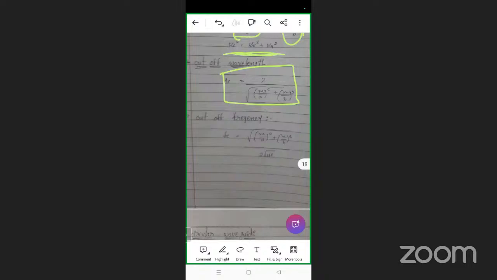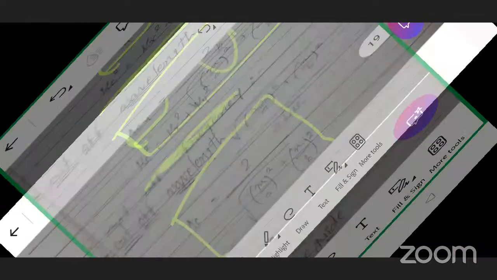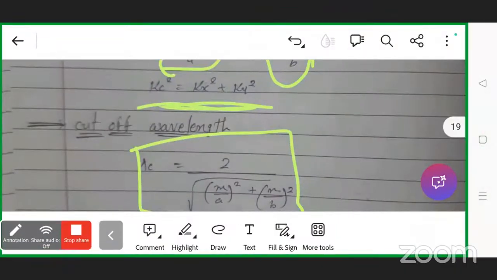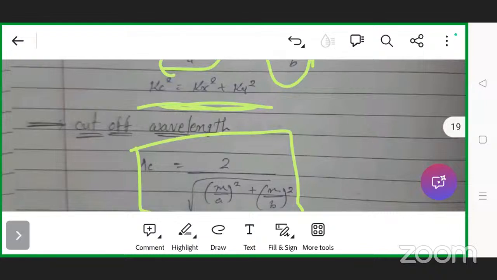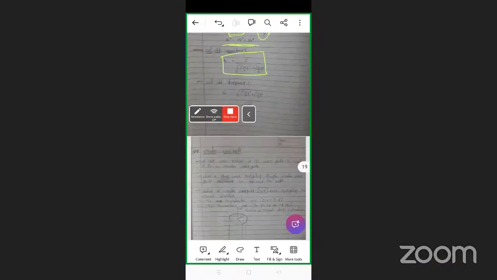Just go through this in your book, what we did in the derivation part. We calculated frequency as well as cutoff frequency and wavelength, group velocity, and different parameters. So we completed the rectangular waveguide.